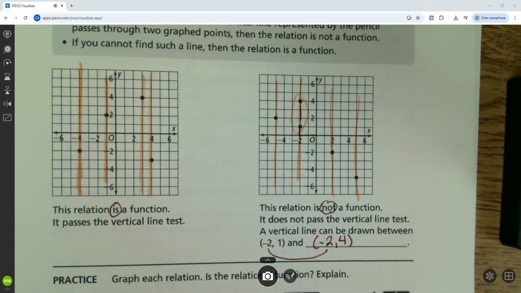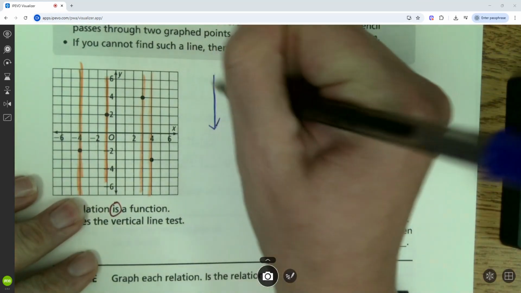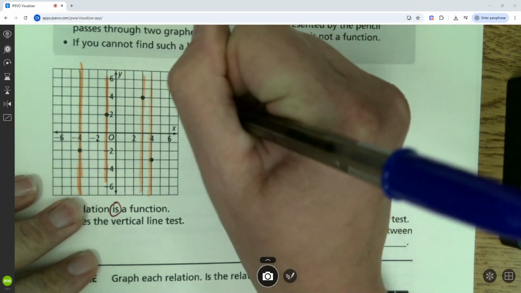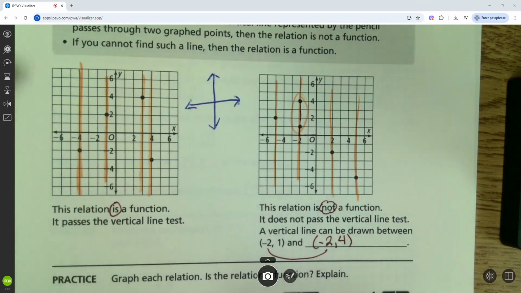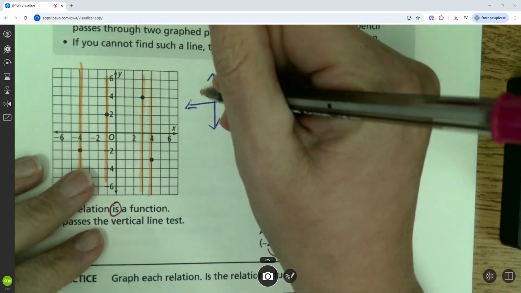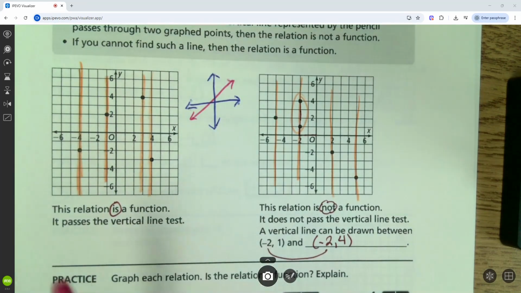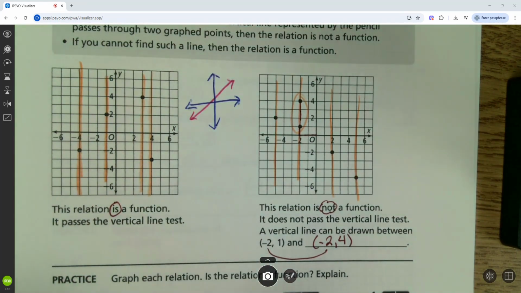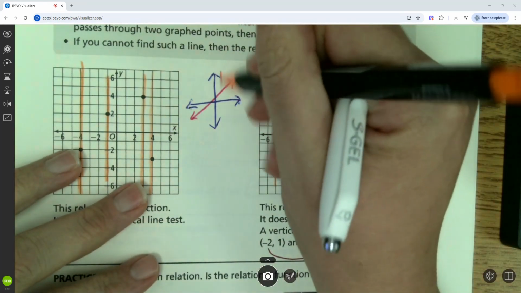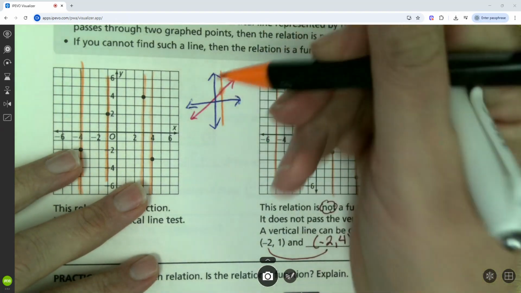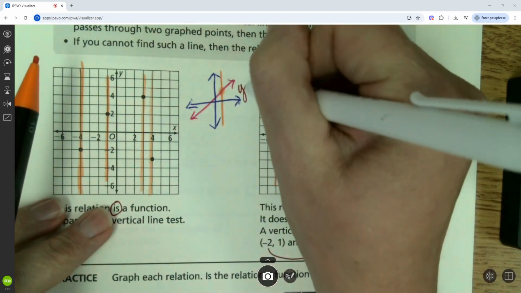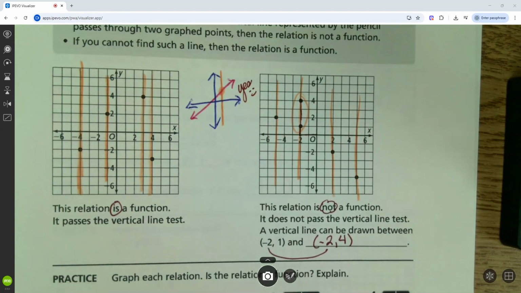So I'm just going to draw, I hope I don't mess this up. I'm going to make up another function for you here. Okay, so let's say I have a linear function like this. When I come in here, you can draw the vertical line anywhere you want. It touched only once, so yes, this is a function.